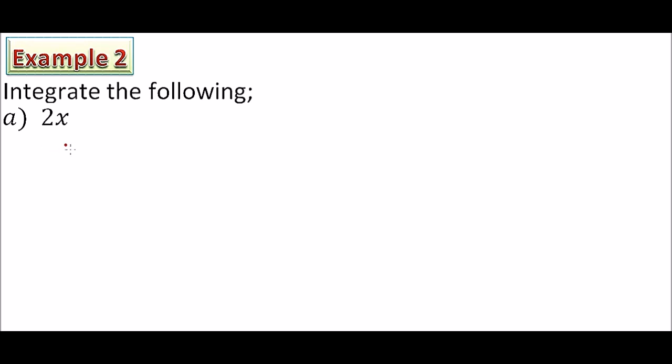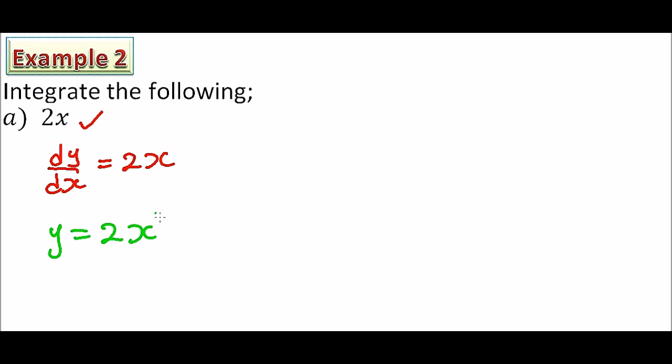Our example 2a, we integrate 2x. When you are taught to integrate, what this means is that this is a gradient function, i.e. dy over dx is equal to 2x. And we have said for us to get the function, we write y is equal to 2x. We add 1 to the index of our x, so 1 plus 1, divide by the new index, which is 1 plus 1, then we add the arbitrary constant.